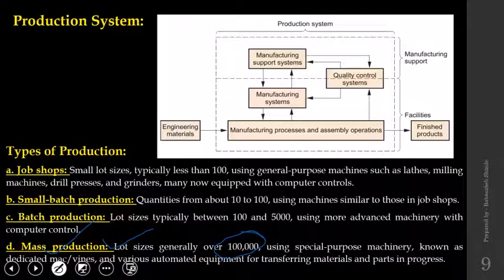Now, when you are dealing with mass production, you need to have special purpose machinery, because these 1 lakh products are to be manufactured within the shortest possible time. So I need to have a large production rate, large production capacity, and to have that I need to go for special purpose machinery. Not only special purpose machinery, I need to go for automated equipment also, systems that are going to be used to transfer material from one place to another.